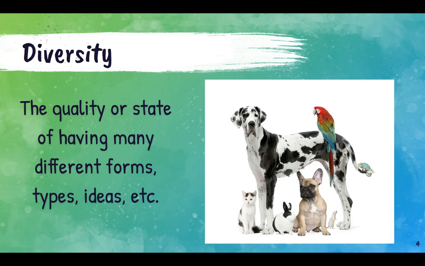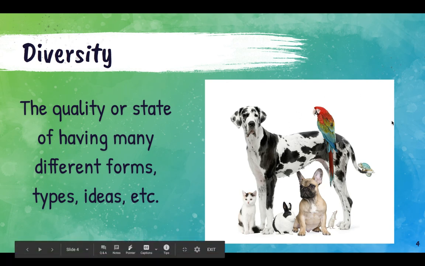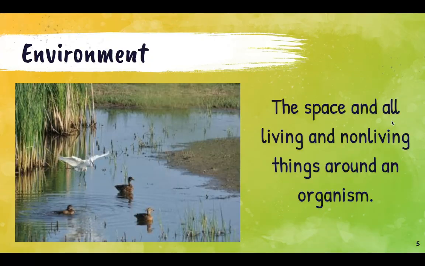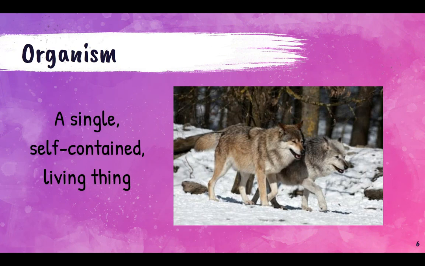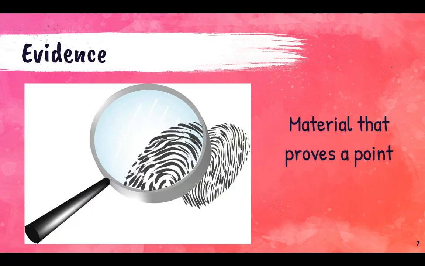Diversity, the quality or state of having many different forms, types, ideas, etc. So, like all of these animals in this picture are very diverse, right? They're all different. The environment is the space and all living and non-living things around an organism. An organism is a single self-contained living thing. Evidence, material that proves a point.